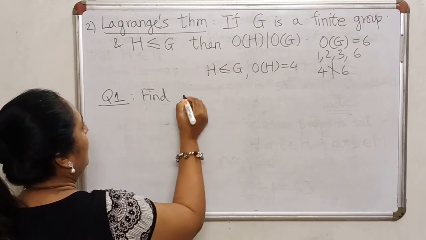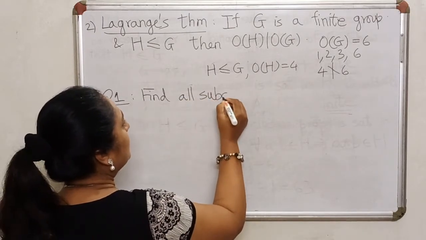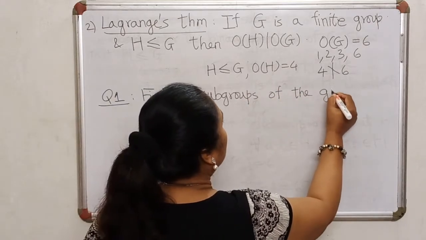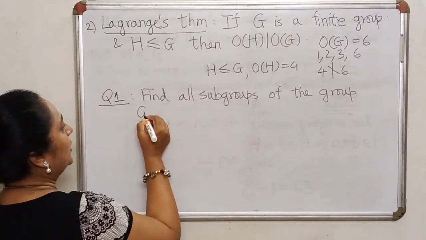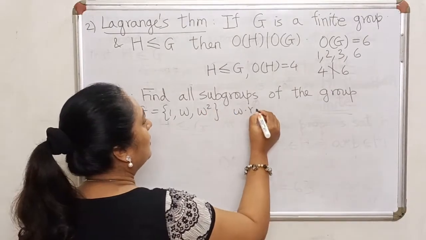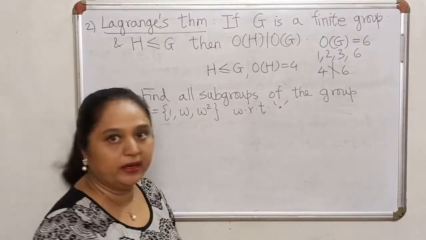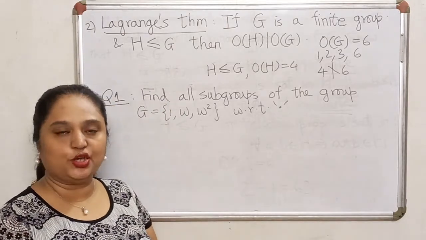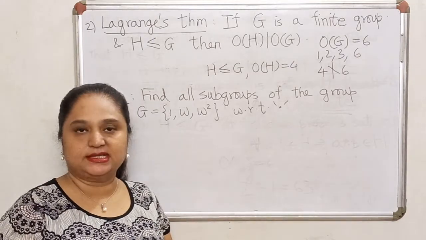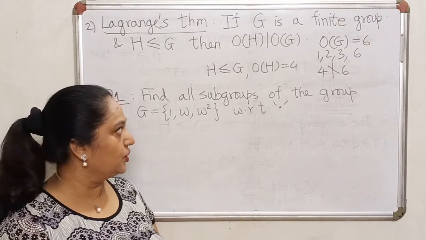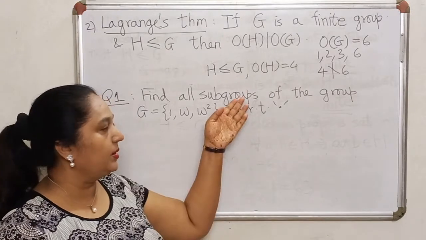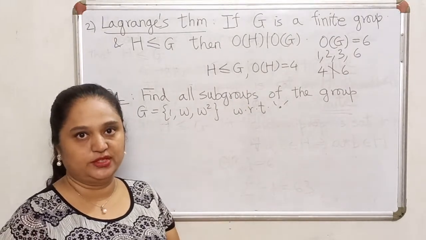Find all subgroups of the group G equal to {1, omega, omega square} with respect to dot, where omega is a complex cube root of unity. We have come across this group. In fact, this was our very first example of a finite group. So you could go back to that video and recall the composition table for this. But right now, I am interested in finding all subgroups of this group.